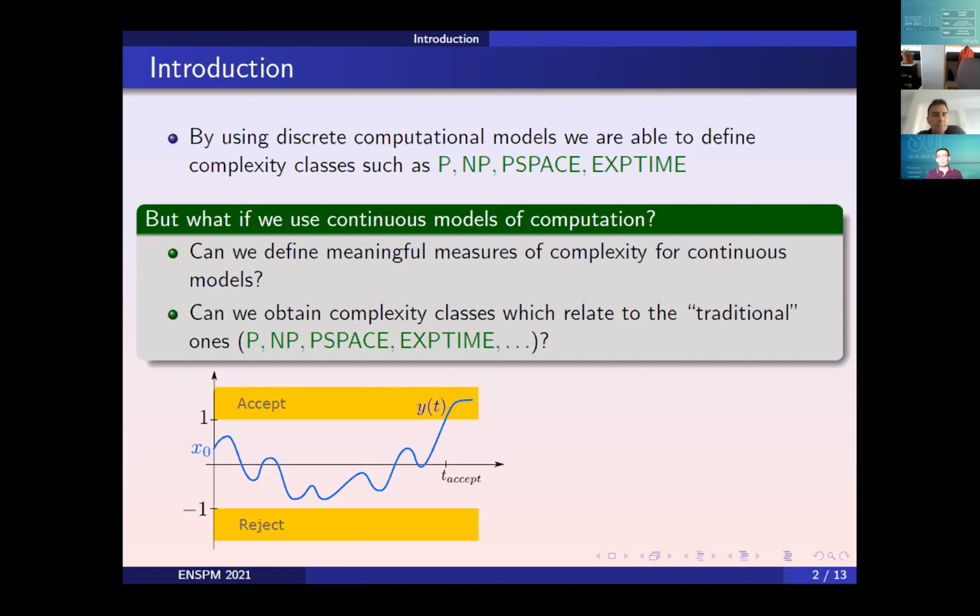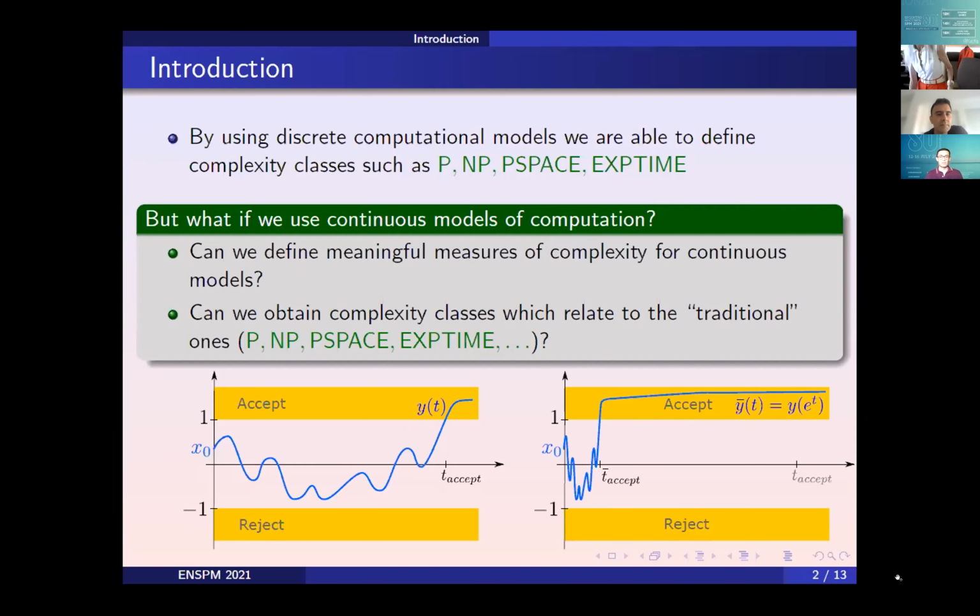Actually it seems quite natural, but it's much more complicated than this in continuous models of computation, because in discrete space, basically for topological reasons, you can isolate points from the space with open sets. This does not happen in continuous space. You can stretch time, you can compress, and you can obtain things like this. For example, if you compose with an exponential function, well, you can exponentially accelerate the system.